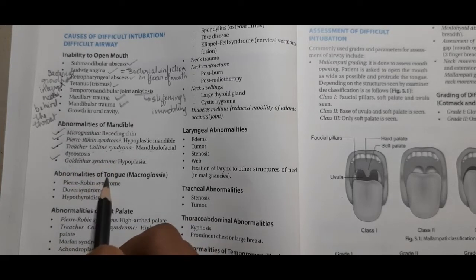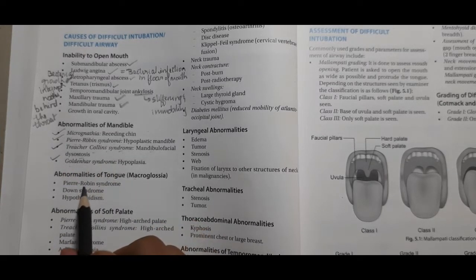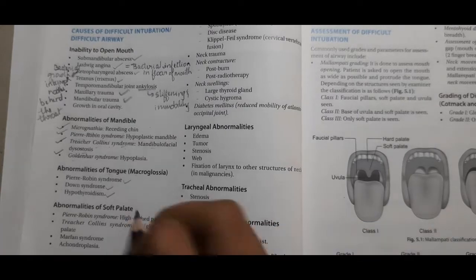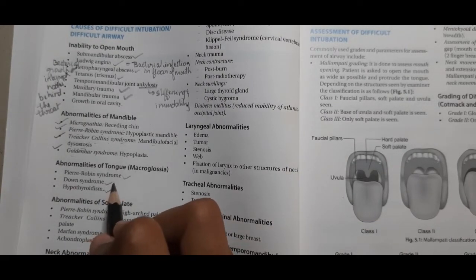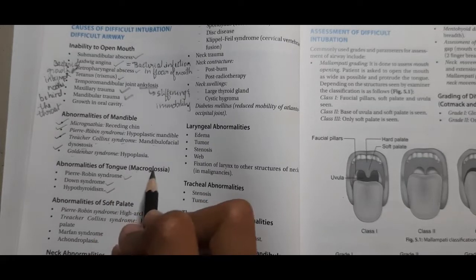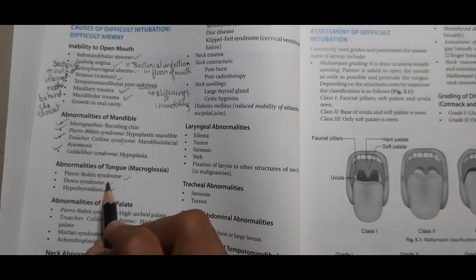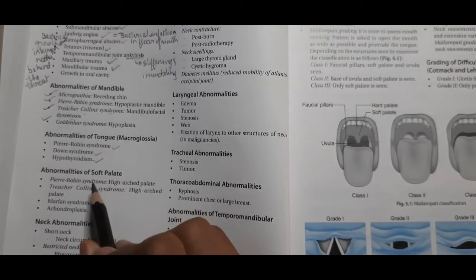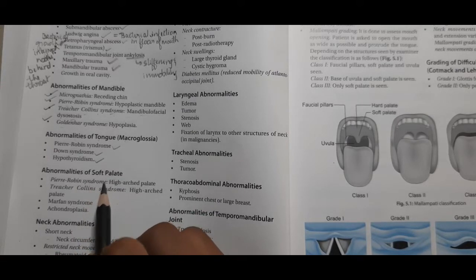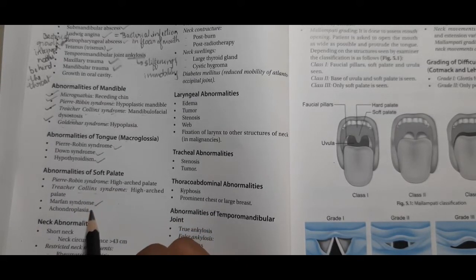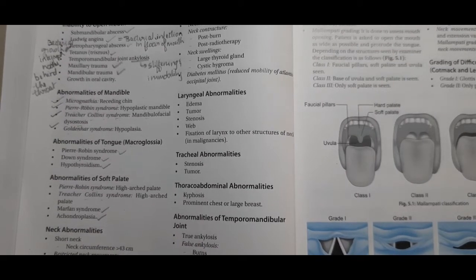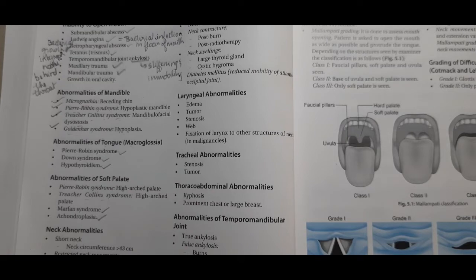Moving to the abnormalities of the tongue: macroglossia, Pierre Robin syndrome, Down syndrome, and hypothyroidism. People who have Down syndrome might have a very large tongue, which is called macroglossia. This large tongue will be very difficult for doing intubation. Moving to the abnormalities of the soft palate, we have Pierre Robin syndrome, Treacher Collins syndrome, Marfan's syndrome, and achondroplasia. What is Marfan syndrome? Marfan syndrome is seen to be affecting the connective tissue of the soft palate.